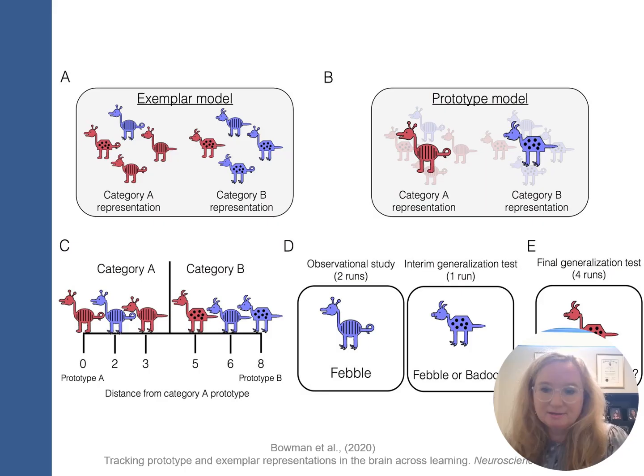These are fake stimuli from a study that I'll talk about in a second, the Bowman et al. study. The idea is that you have some category A animals, but they might have overlapping characteristics with category B. And then category B animals that may have some overlapping characteristics for category A. And so when you have these different learned examples in the exemplar model, you learn each individual item, whereas in the prototype model, you're learning the average.